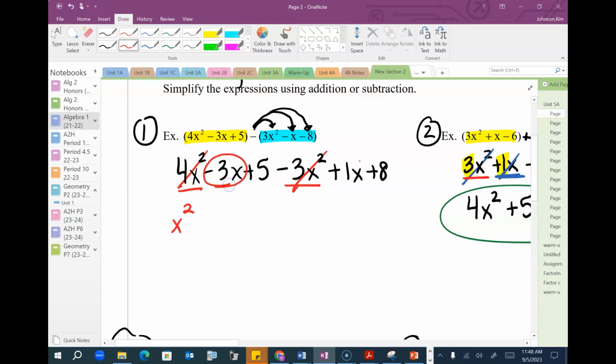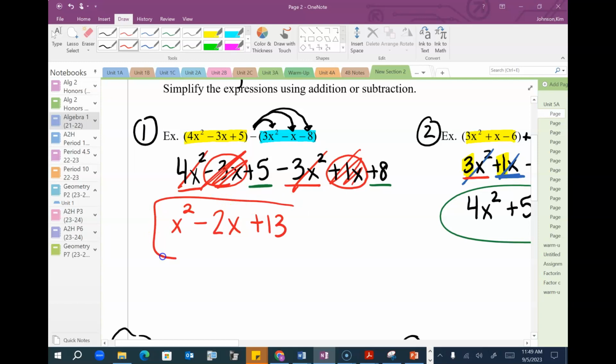So I've got negative 3x and positive 1x. When I combine those, negative 3 plus 1 is negative 2. So that makes negative 2x. And then I'll cross those off to let me know I'm done with them. And last but not least, I've got the constants, 5 plus 8 makes plus 13. And there we go. My final answer is x squared minus 3x plus 13.